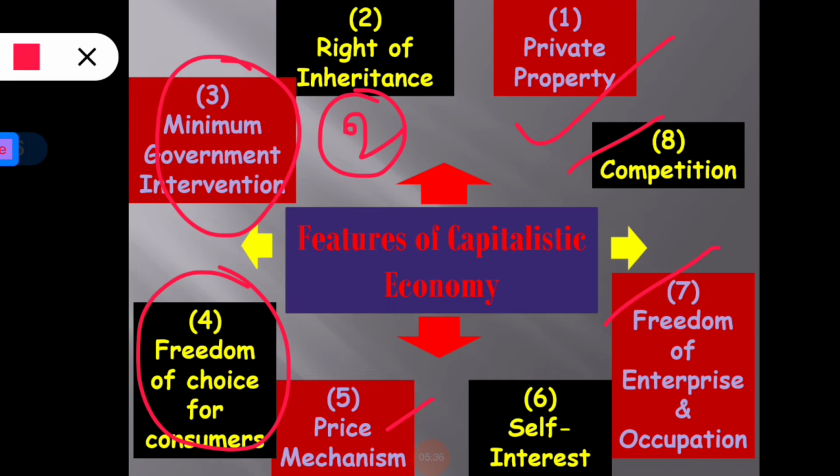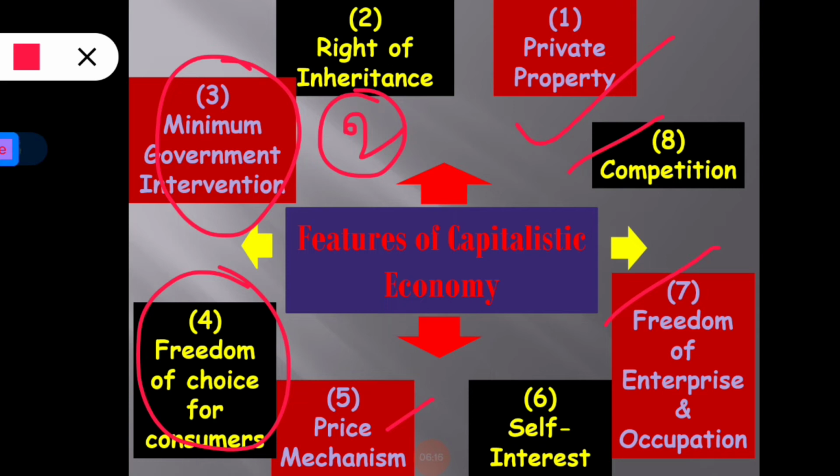Now going to the last one, that is competition. A capitalist economy is characterized by the existence of competition. Competition means rivalry between the participants in the market. In a capitalistic economy, there exists a high degree of competition, both in the product market and factor market. In the product market, producers compete with each other in order to sell goods and services. Similarly, in the factor market, the resource owners compete with each other in order to sell their factor services, and it ensures that goods and services are produced at the lowest possible cost of production.